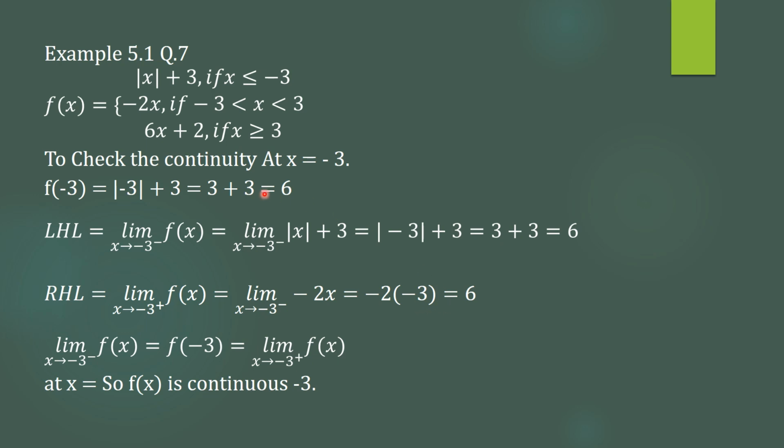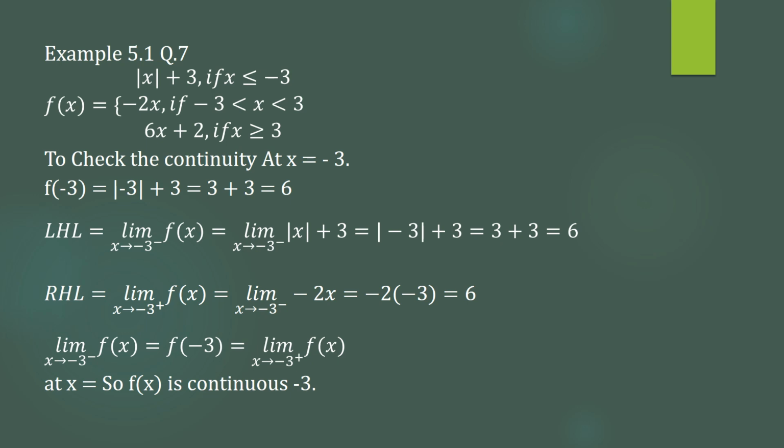So what we get? The left hand limit was 6, the value was 6, and the right hand limit also was 6. So the limit as x tends to minus 3 minus of f of x is equal to f of minus 3 is equal to the limit as x tends to minus 3 plus of f of x. All three are equal. So f of x is continuous at x equal to minus 3. So minus 3 is not the point of discontinuity.